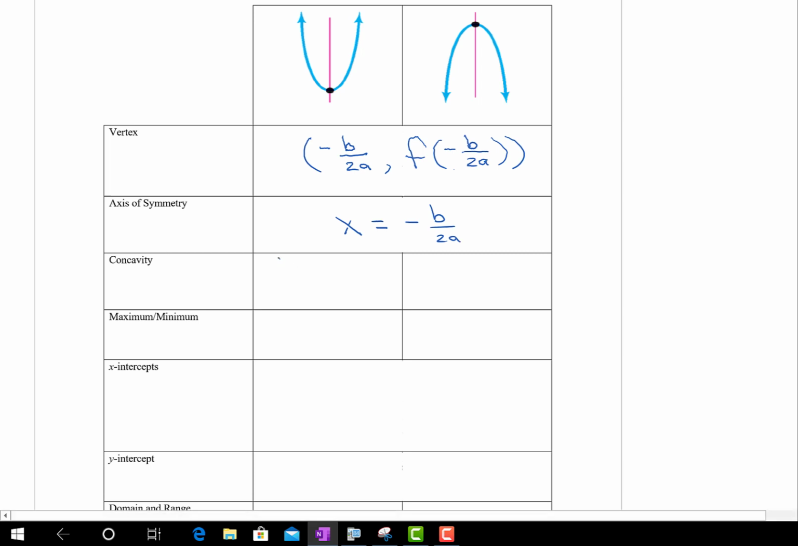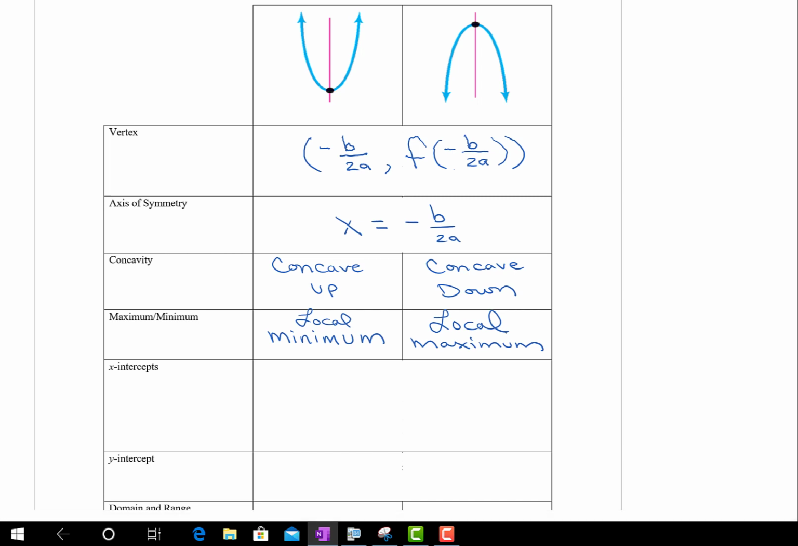Concavity: if it opens upward, we say that this is concave up. If it opens downward, we say this is concave down. If it opens upward, we're going to say it has a minimum value, and we also sometimes refer to this as a local minimum. And if it opens downward, then we say it has a maximum value, or we might refer to this also as a local maximum.